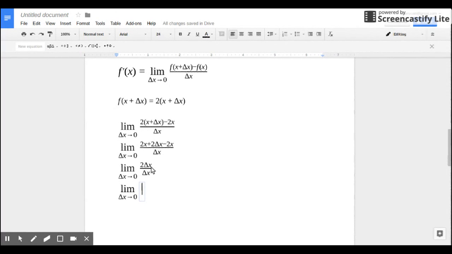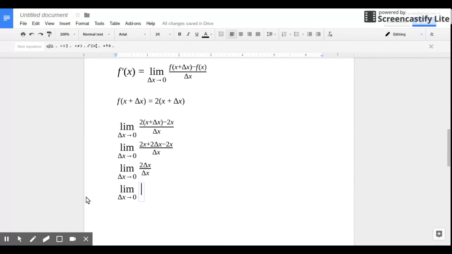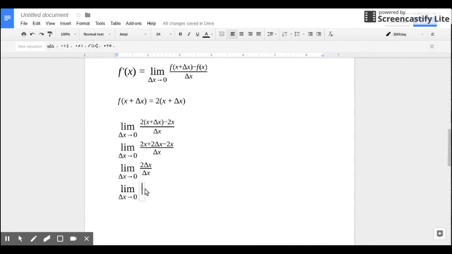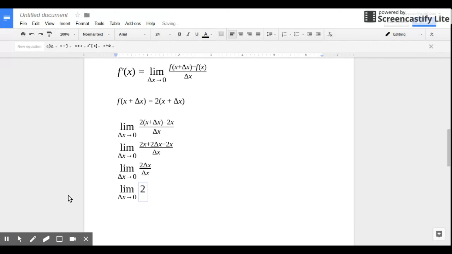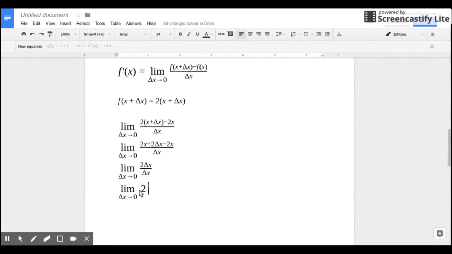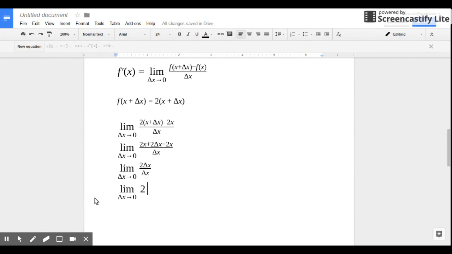All right, so the delta x over delta x cancels out, and what are we left with? We're just left with 2. That's it. So the limit, you should know that the limit of a constant is just the constant. So this whole thing is just equal to 2.